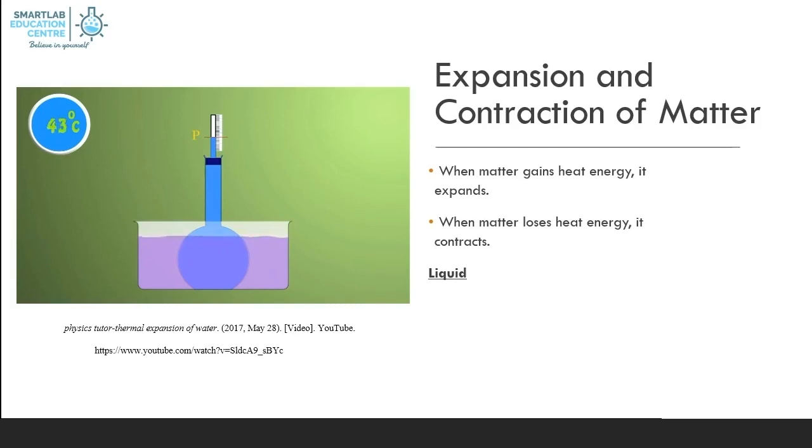Observe carefully the level of water in the capillary tube. You will notice the level of water falls to Q. After some time, the water level starts rising. It not only reaches P, but it also moves further up to R. Now we have to deduce the reason behind it.